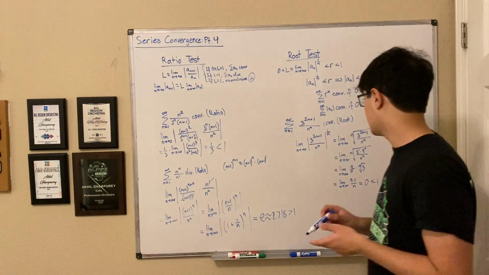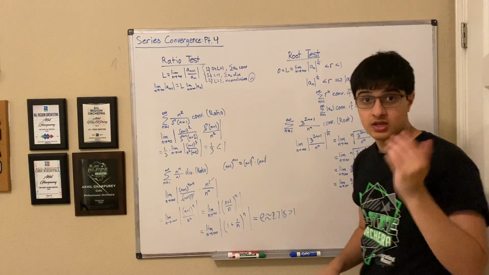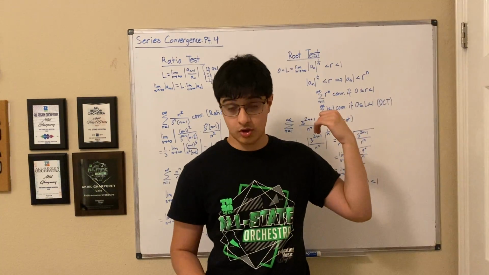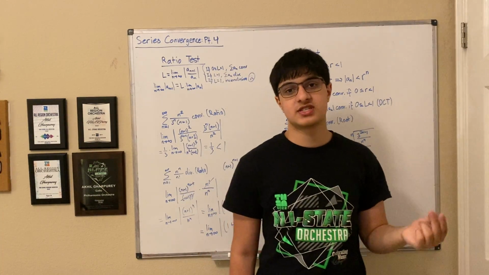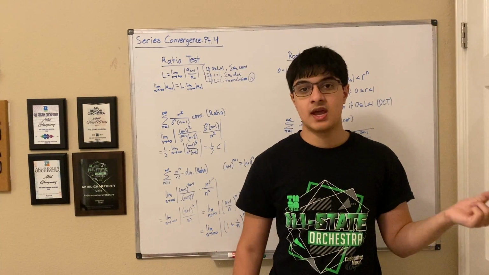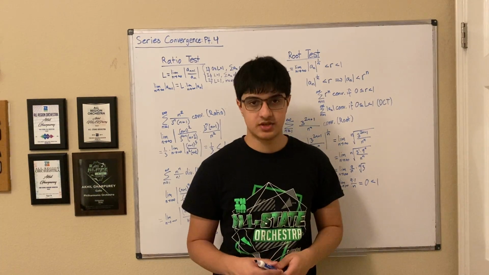So with that concludes this video on the ratio and root test. With that, also concludes all the positive series. In our next part, we will be discussing alternating series and how there are multiple different types of convergence. But for now, I'll see you in future parts.